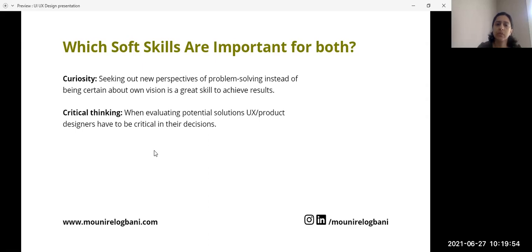So also critical thinking. As you know, when you are evaluating potential solutions, you need to truly critique what you are designing, not just because it's beautiful or looks nice, but you need to see its accessibility and also the user experience, whether it truly solves the problem or not, because there are only two ways: you either solve the problem for the users or you add another problem to the users.